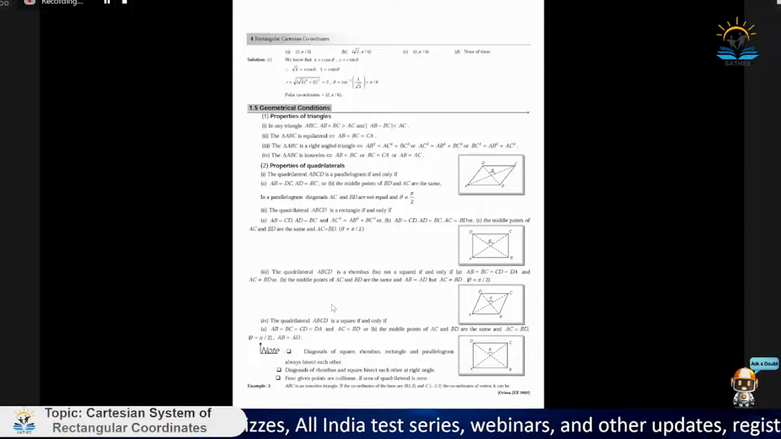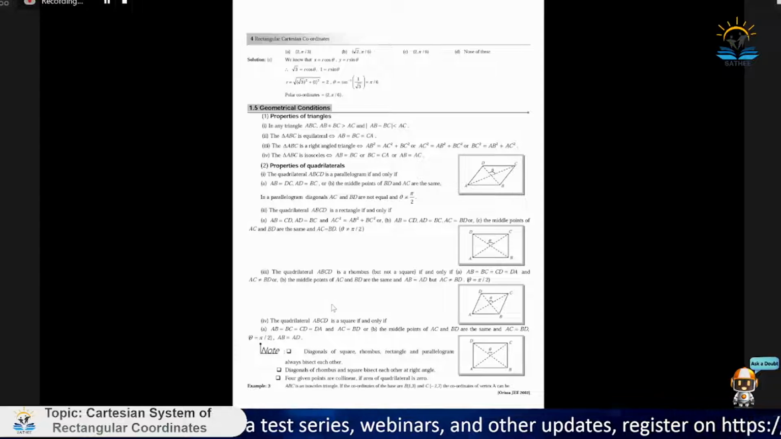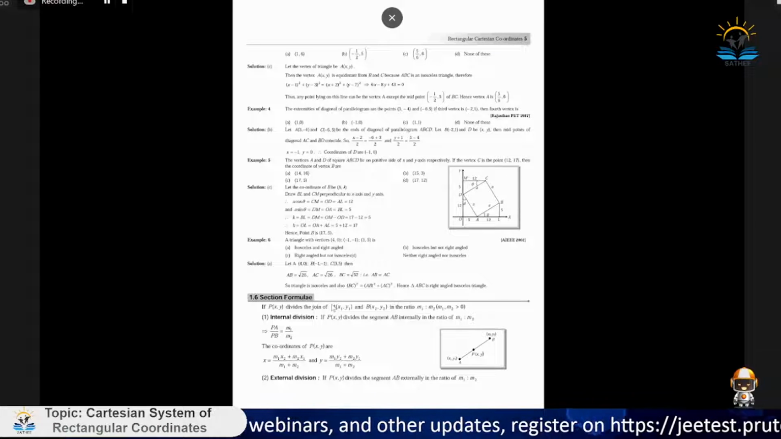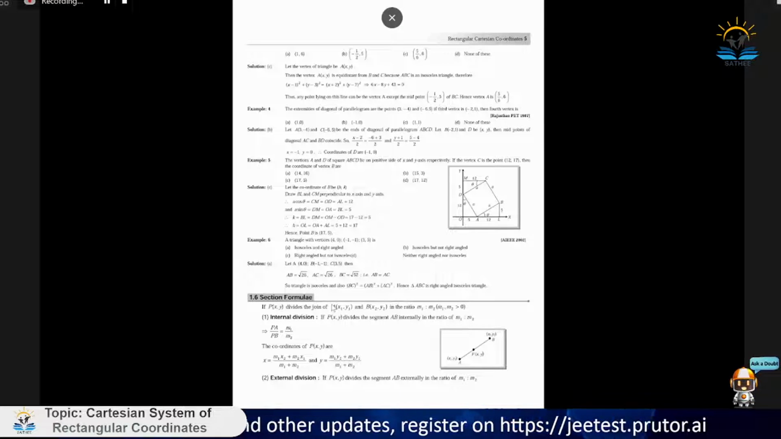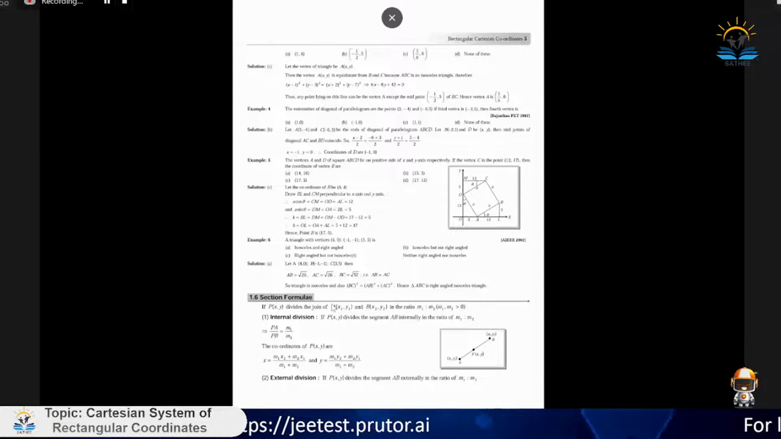In an isosceles triangle, we know that any two sides should have the same length. So here we can assume AB and AC are the same. So we have to solve it. As we know the distance formula, the AB distance would be the square root of x minus 1 whole square plus y minus 3 whole square, and the AC distance would be the square root of x plus 2 whole square plus y minus 7 whole square. And if you square both sides, you'll get this equation.